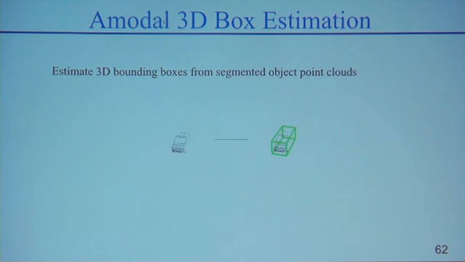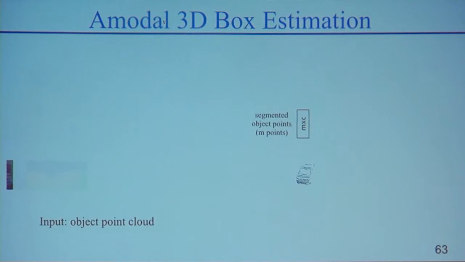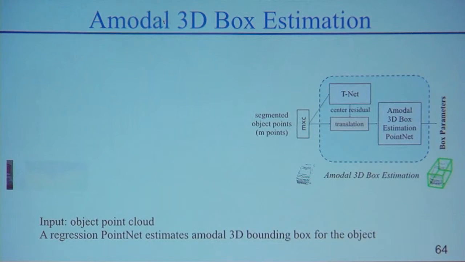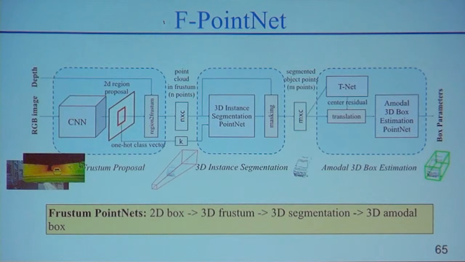Then we want to get to the 3D boxes. Remember that we don't have LiDAR points covering the whole object, so we need to do amodal 3D box estimation. The input is the object point cloud, and we need to regress to the 3D boxes. Here you can apply PointNets, which I just briefly described. So that's a brief overview of this work: you do 2D detection, then you get the 3D frustum using the camera projection matrix, and then you do 3D segmentation, and then you do 3D box regression.